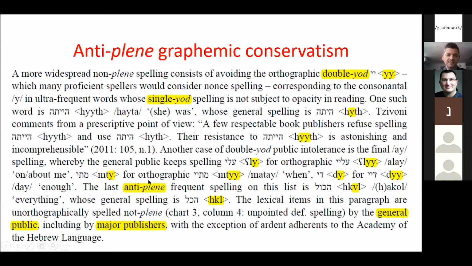So these are tendencies, and we can see the difference between orthography and spelling. And when orthography moves away from what the intellectual elite or even the general public thinks is a good way to spell, or just a habit, they would keep it this way.